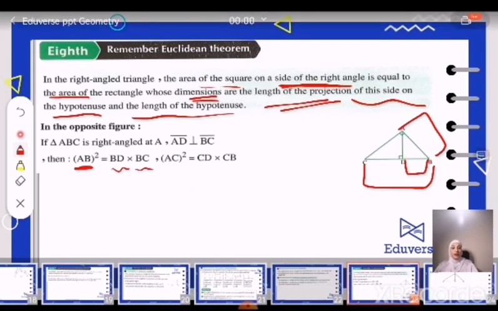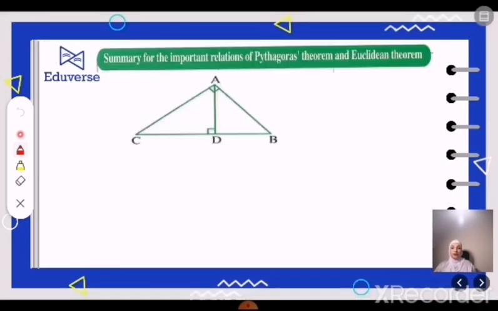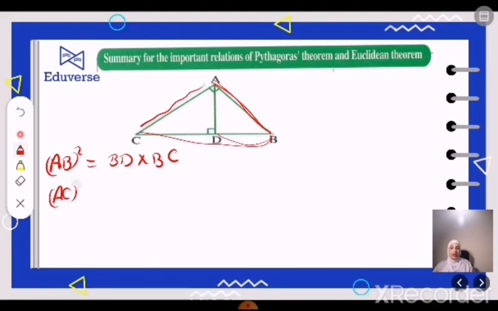So let's revise the rules of the Euclidean. When we have a triangle ABC, which is the right angle triangle at A, and there is a perpendicular from A to the hypotenuse BC, it's AD here. How to get the length of these sides, which is AB to the power 2? I came from the right angle to the other point, so it will be BD multiply BC. You have to keep it in your mind, BD multiply BC. What if I want to get AC? It will be the same idea, AC to the power 2, CD multiply CB.